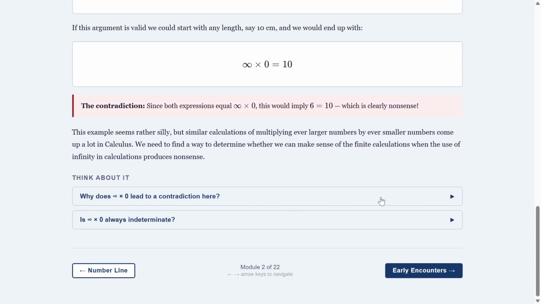And then down here, after reading through that, think about and try and come up with an answer. Why does infinity times 0 lead to a contradiction? And is it always what we call indeterminate?